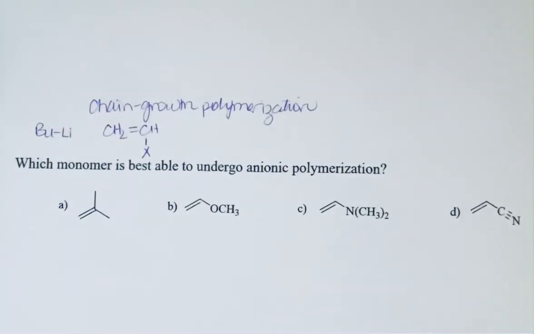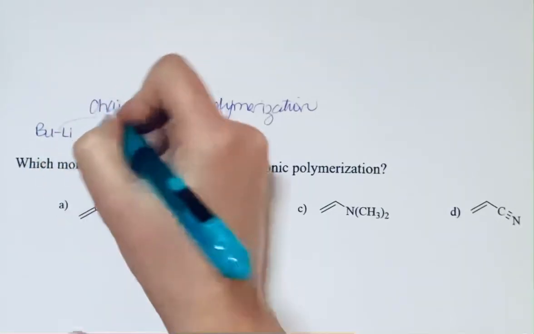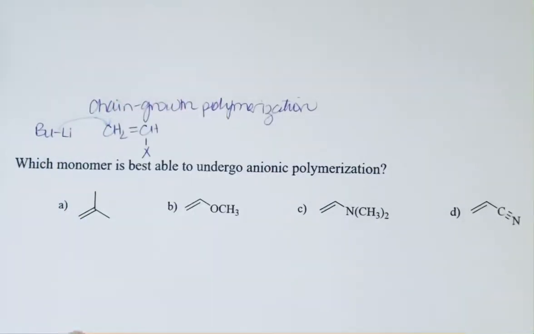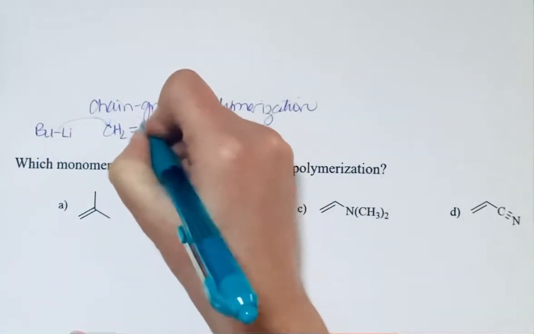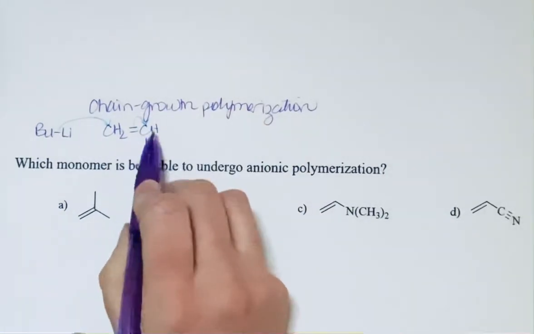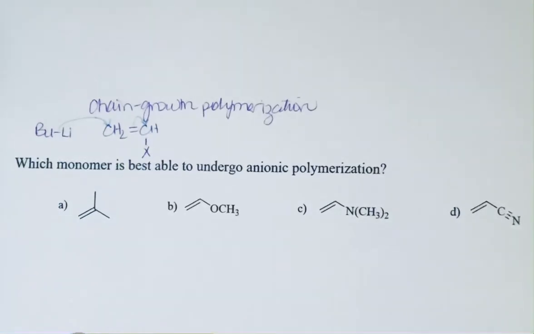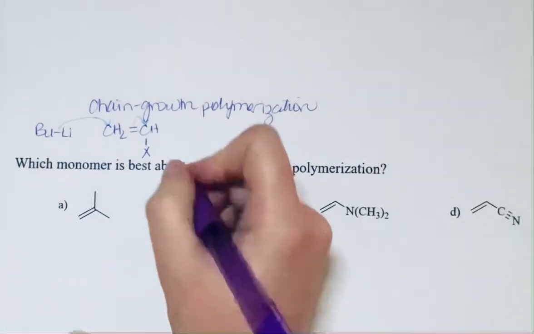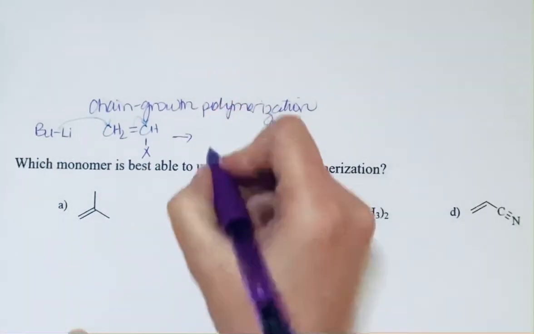And so this is going to attack the end carbon atom of your substituted ethylene and put an anion on the next carbon. And so it's the anion here that we want to focus on to say which of these monomers is going to be best. So let's take a look at the structure that we're forming here.